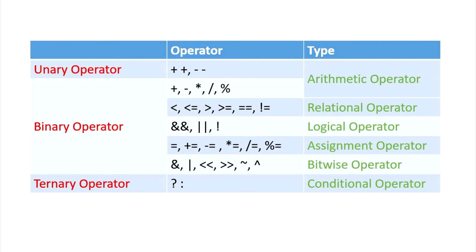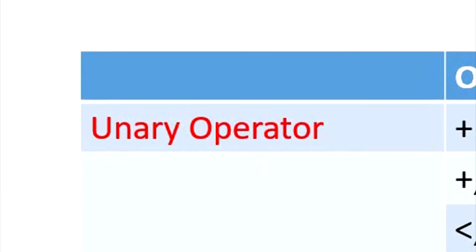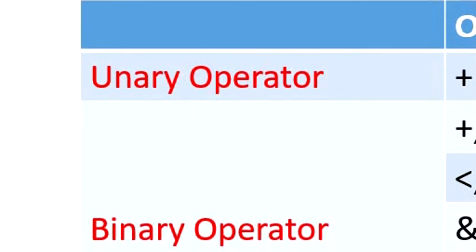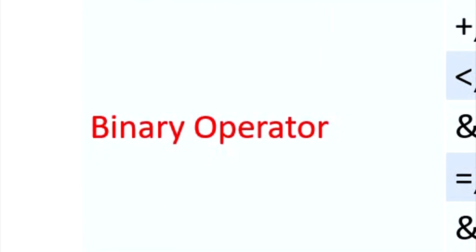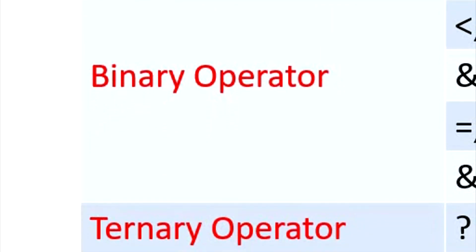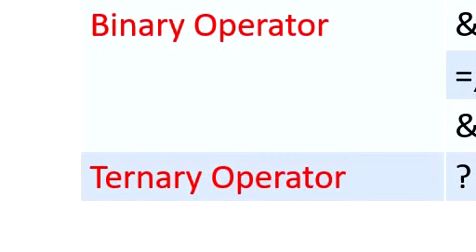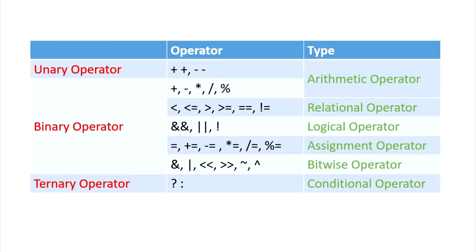There are many inbuilt operators in C and C++. These can be classified into these groups. A unary operator takes only one operand to do the operation. Binary operator takes two operands. C++ also has a ternary operator which takes three operands. These operators can be subdivided as arithmetic operator, relational operators, logical operators, bitwise operators, assignment operator, and conditional operator.